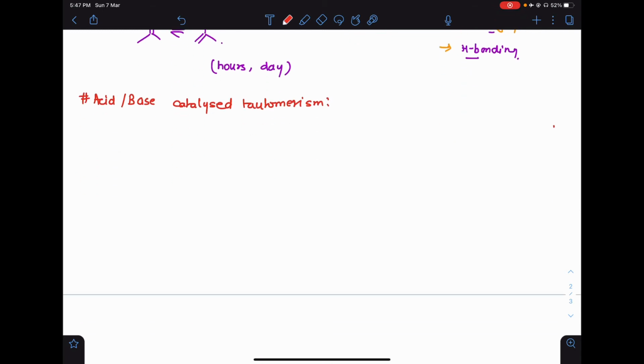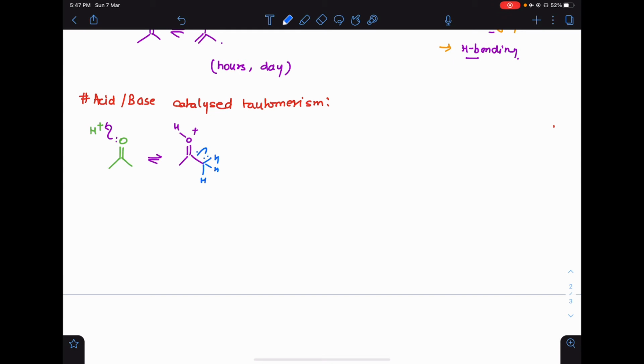So let's talk about acid-catalyzed tautomerism first. So we have our carbonyl compound. Okay, in acidic medium, what will we have? We will have H plus. So the lone pairs of oxygen are going to do what? They are going to take up H plus. So it will form OH positive. There are alpha hydrogens present here.